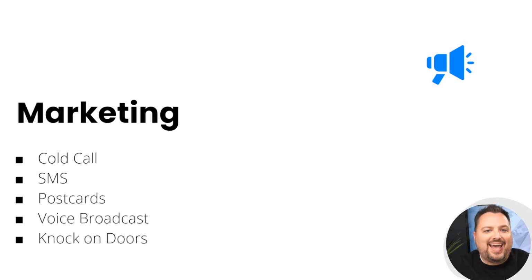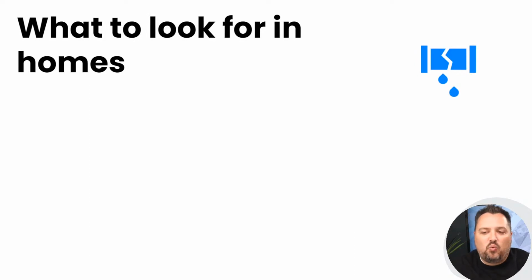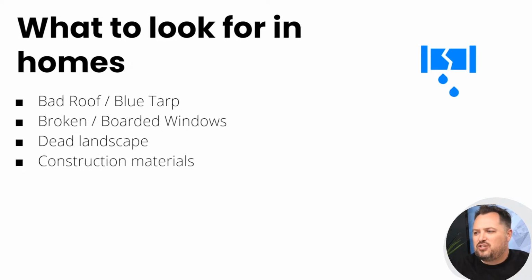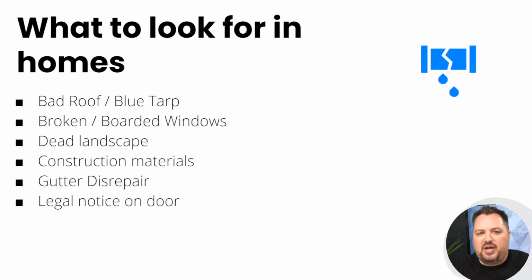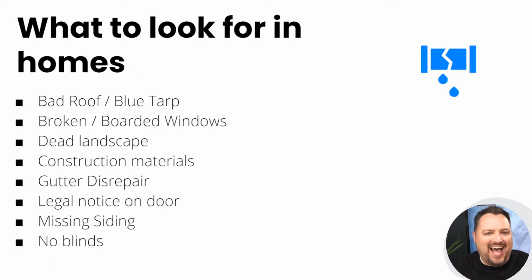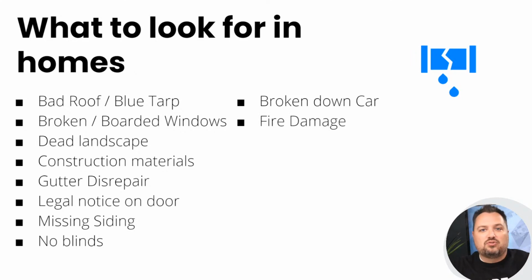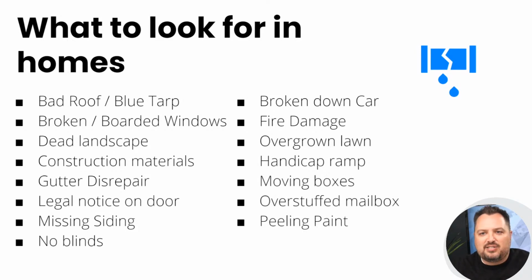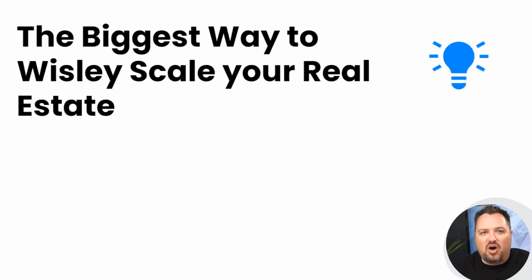And so then we've got to get into marketing, right? We can cold call them, we can SMS them, we can postcard them, we can do voice broadcasts, we can do door knocking, whatever we're wanting. But when we're out there driving and looking for homes, we're looking for homes that have bad roofs or blue tarps or broken windows or boarded up windows or dead landscaping or construction materials that are scattered or gutters that are in disrepair, legal notices on the door, missing siding, no blinds so you can see right through, broken down cars, fire damage, overgrown lawns, handicapped ramps, moving boxes, overstuffed mailboxes, peeling paint, trash and debris. All those types of things you're looking for.